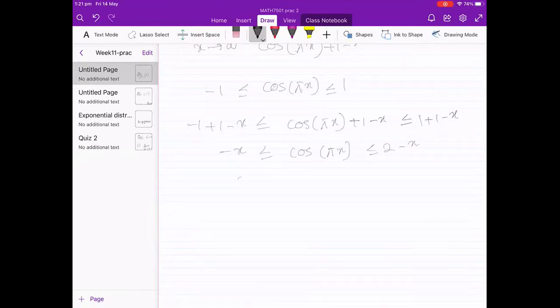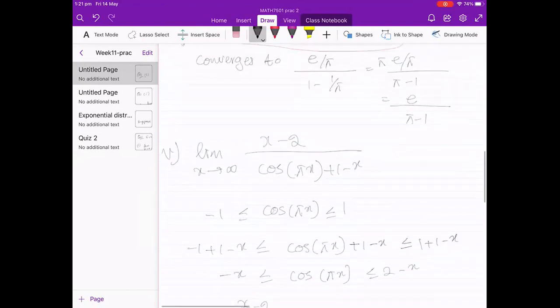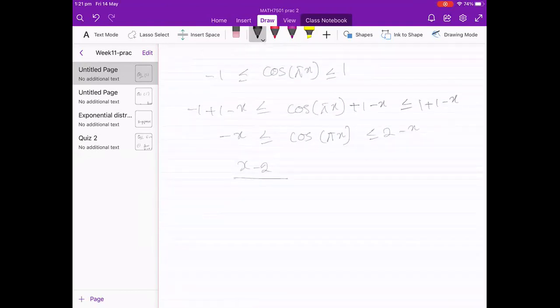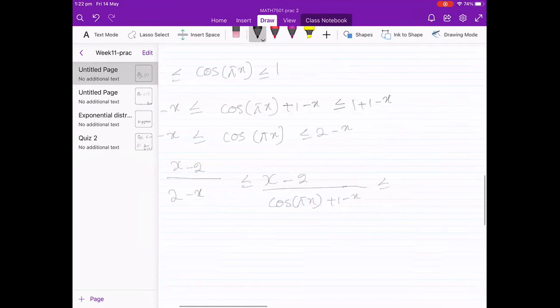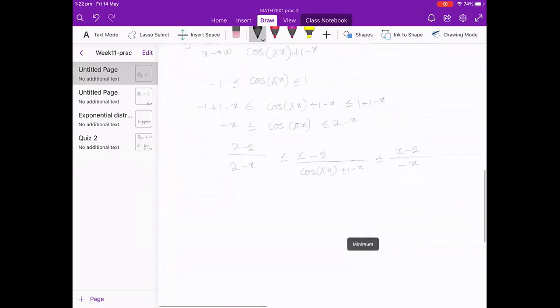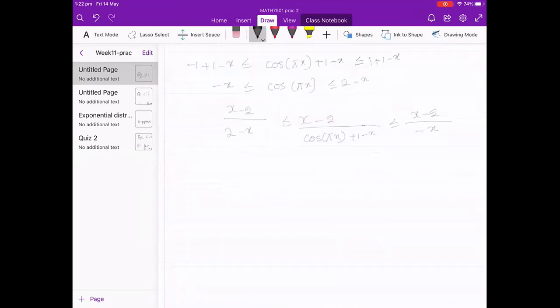So that means x minus 2 divided by 2 minus x, x minus 2 divided by cos pi x plus 1 minus x is now equal to x minus 2 divided by minus x. Okay, now you can apply the squeeze theorem. What's the limit as x tends to infinity of x minus 2 over 2 minus x? How would you find that?